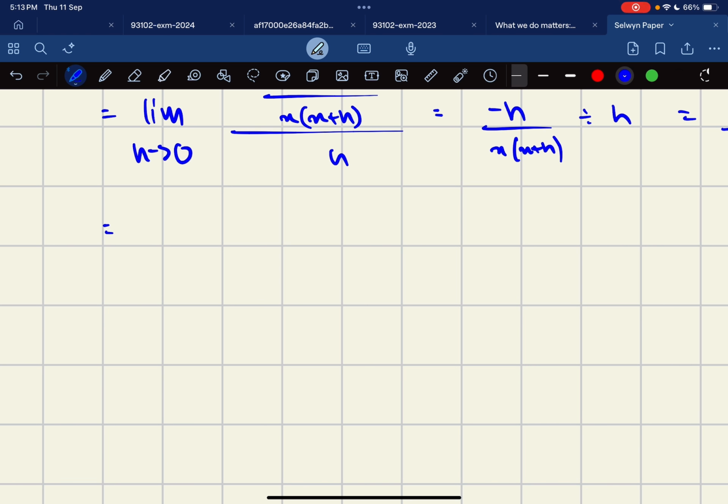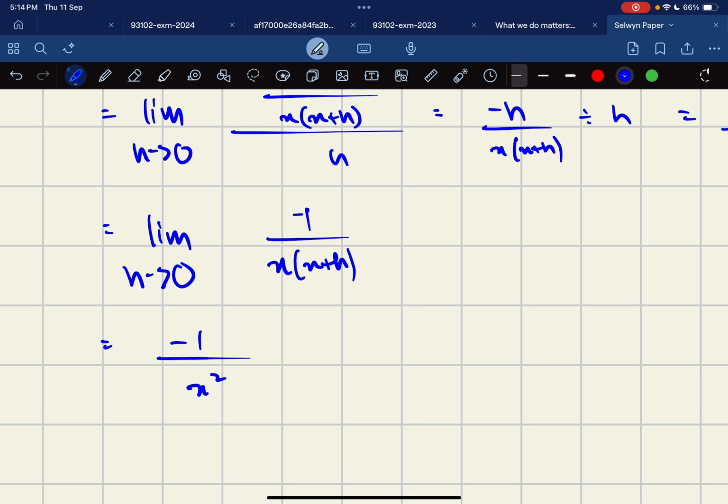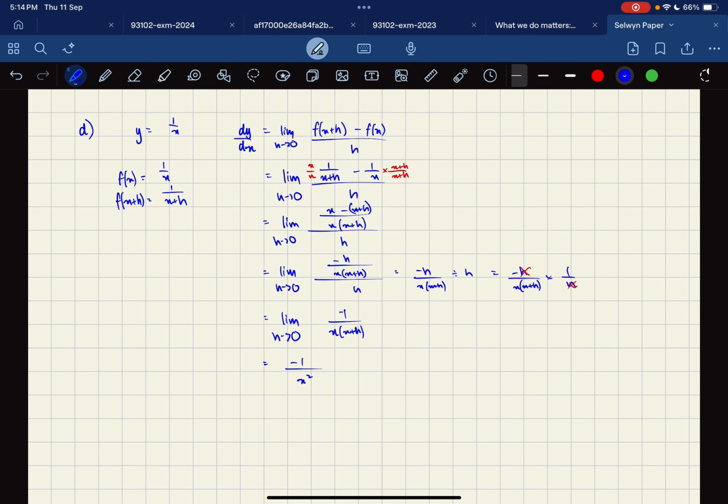So this reduces down to the limit as h approaches 0 of negative 1 over x times x plus h. So then you can let h equal 0 to satisfy the limit. So negative 1 over x times x plus 0 is just x times x, which is x squared. And that is the derivative using first principles. Yeah, that's it.